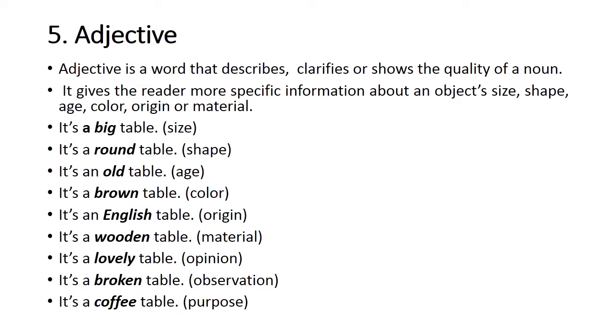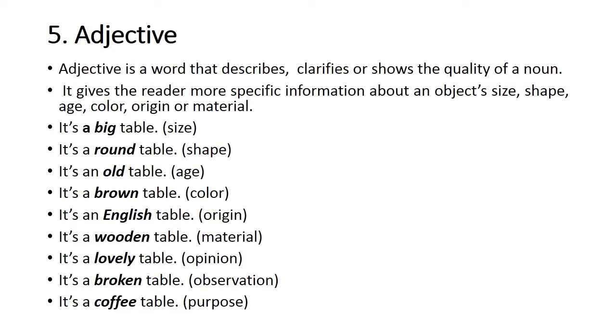Look at these examples. It's a big table. It's a round table. It's an old table. It's a brown table. It's an English table. It's a wooden table. It's a lovely table. It's a broken table. It's a coffee table.